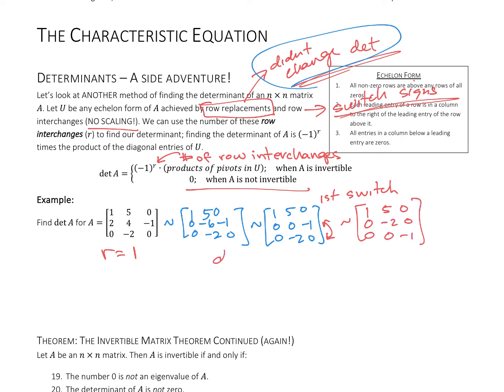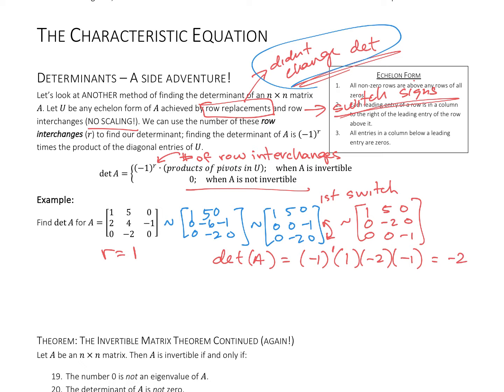It turns out that the determinant of A is going to be equal to -1 raised to our R power, which we found was 1, times the product along the diagonal. So 1, -2, -1 is going to give me a whole whopping -2.